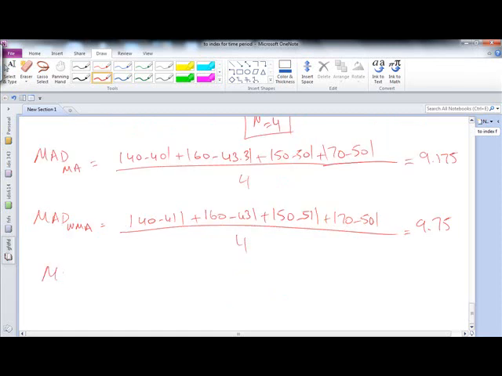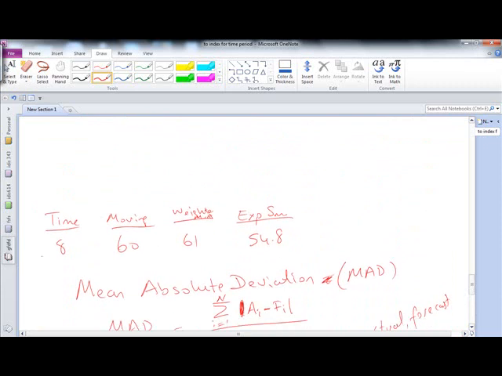And finally, if I do the MAD for exponential smoothing and do all the calculation again, I will end up with 11.275. Right? So basically, according to these numbers, the smallest is the moving average. That means moving average best fits this data, and we should use moving average to forecast the demand. Consequently, our forecast for the next month is this one, 60.